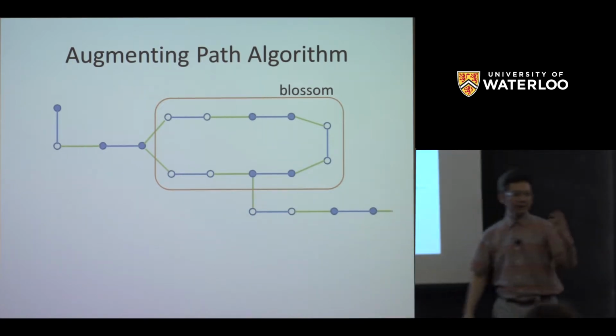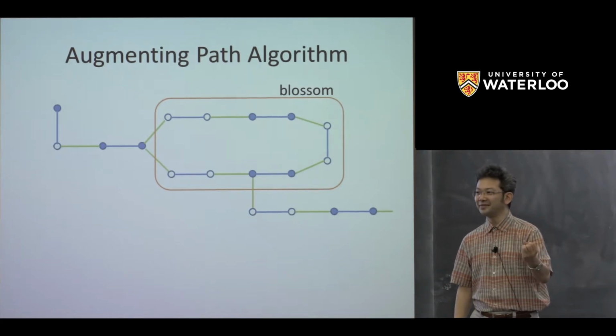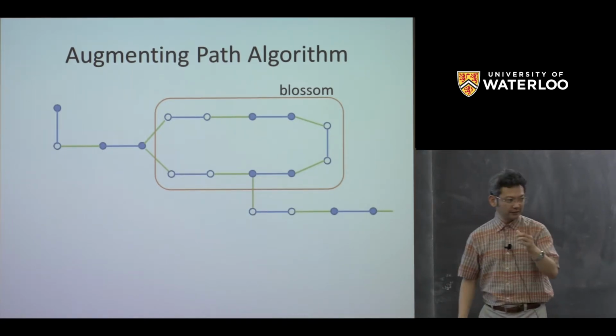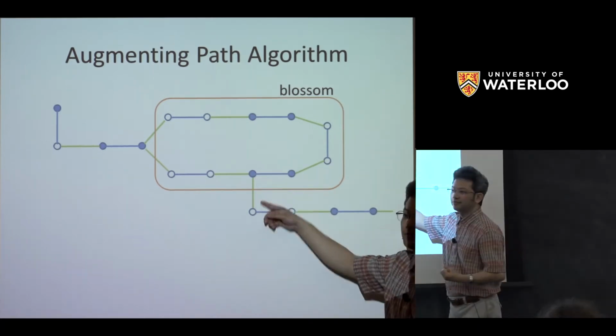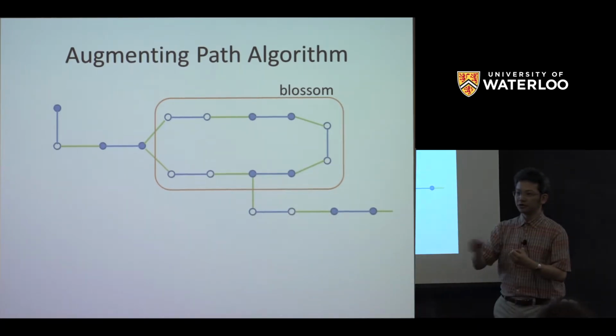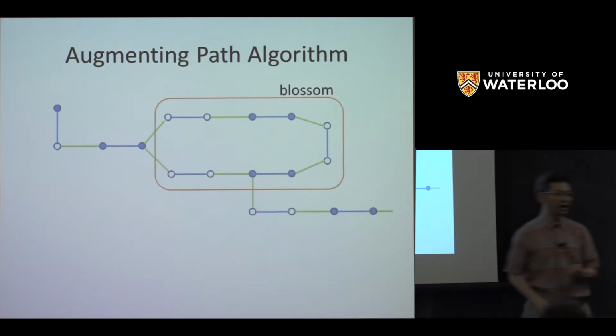Now, if we have a blossom, what do we do? We want to shrink it, yeah? But we have to be careful. If we shrink it, that means that any edges that go out of the blossom should be useful for our search, okay? So this seems to be okay.